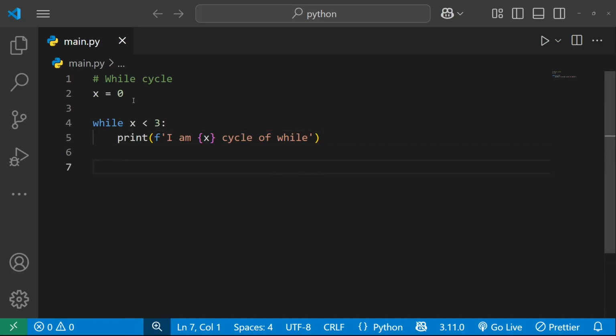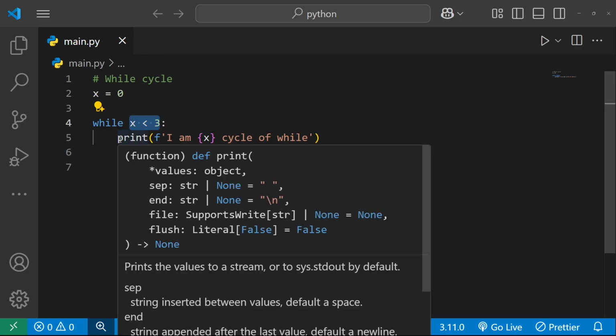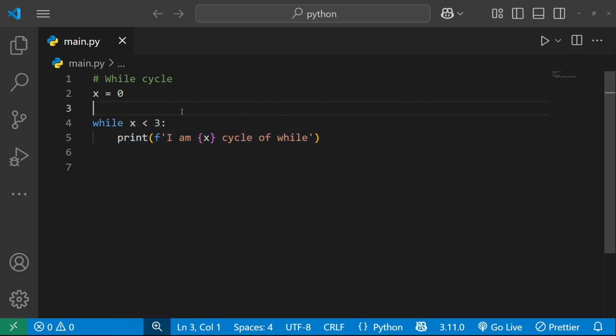So what is going on now? X is 0. Now 0 is less than 3. Yes, it is. So it's true, right? After the while, when this condition is true, it means this code will run. So the content of the while, the code in while, will run. So we will print it: I am 0 cycle of while.